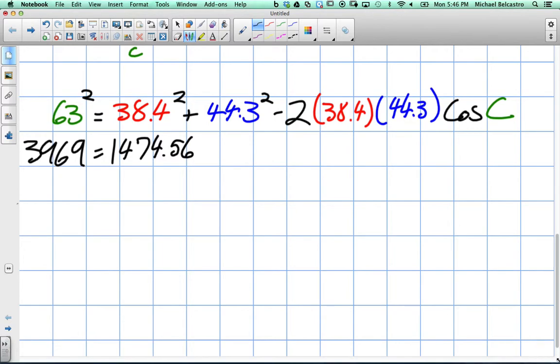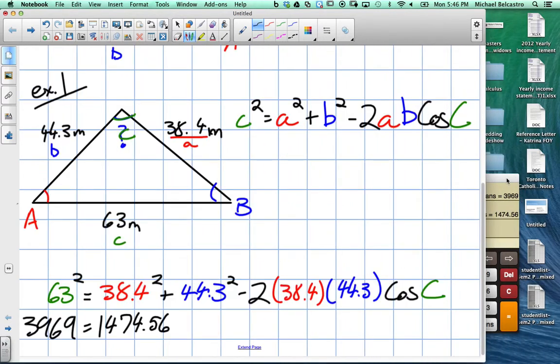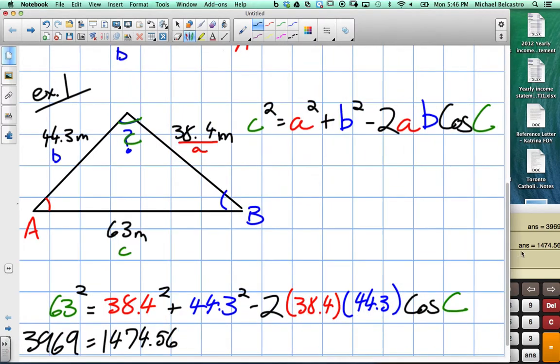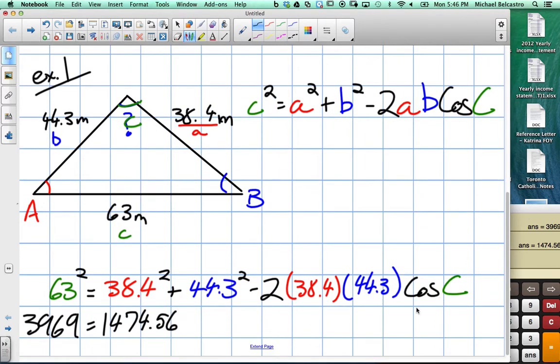1474.56. You know what? Just to make this a little easier, I'm just going to shrink the page so we can see our calculator as we go through it. Okay, that'll help us out a bit.